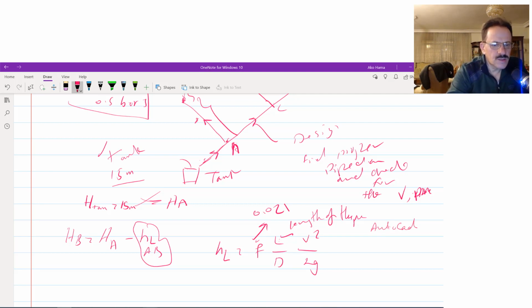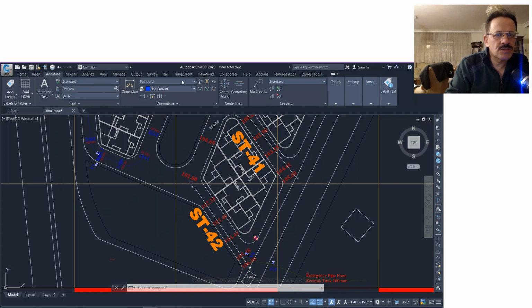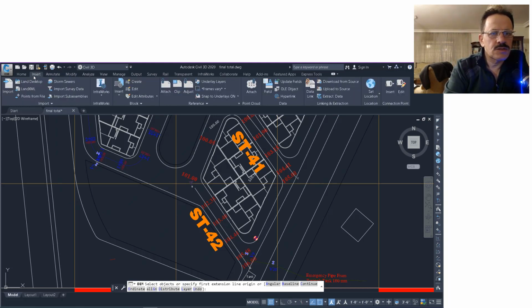How to do that? You have to go to the dimensions. Here's the dimension, and be careful, you have to check which dimensions you want to use. Here's the dimensions.